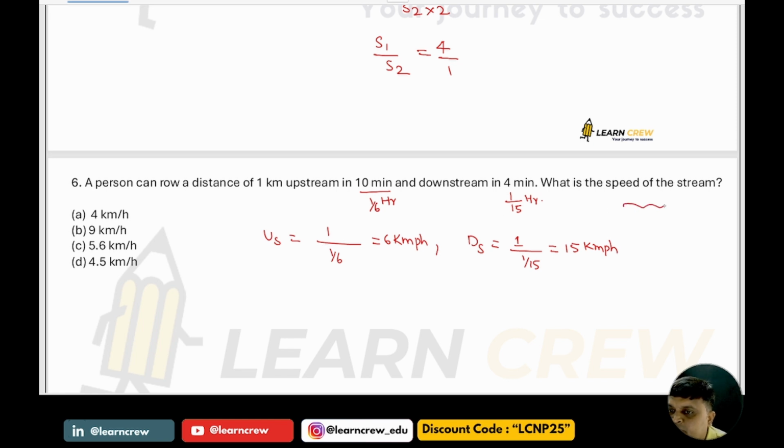Now we need the speed of the stream. Speed of the stream means y. So y, how do we get? Y is DS minus US by 2. I have already given the formula. So DS is already calculated as 15 and US is 6, divided by 2. So 9 by 2 is 4.5 kilometer per hour. So 4.5 kilometer per hour is the answer.